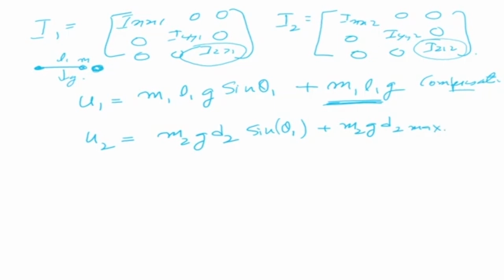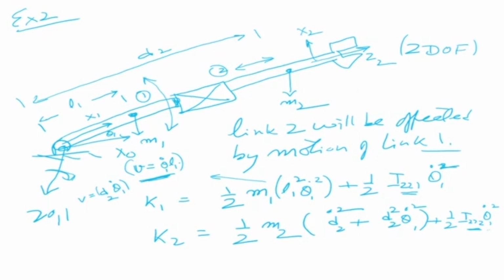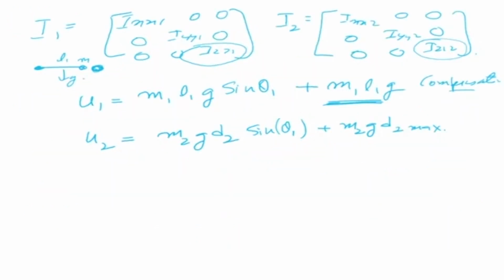Okay, so this is m2g d2, and if you look, d2 is this length. That is my d2, and d2 max, because d2 is changing, so d2 max is the amount of compensation that is required. Now we put this kinetic energy and potential energy into the Lagrangian equation, but before doing that, we make a very interesting observation, that in the Lagrangian equation we can simplify it and write like this.